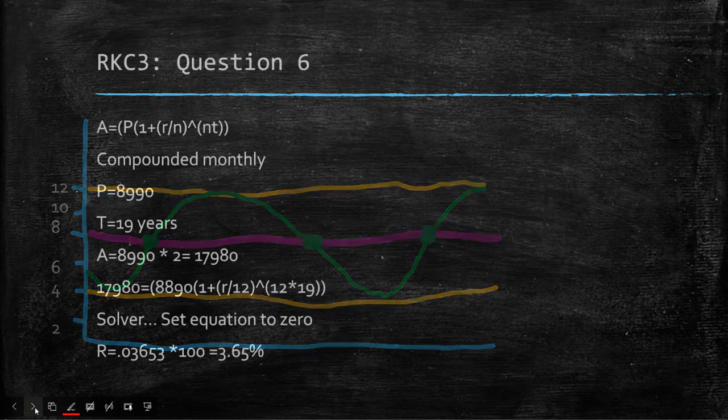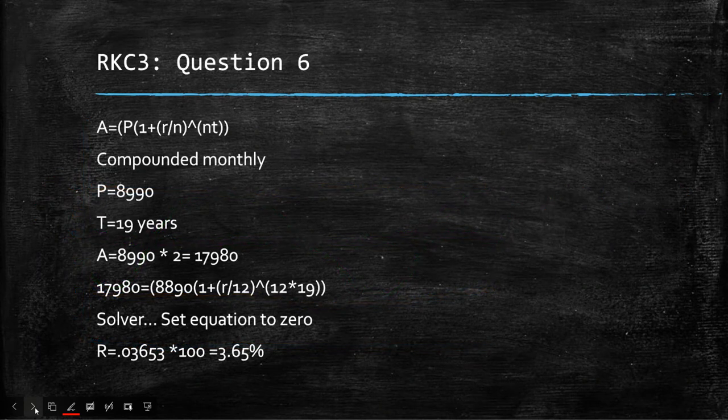For my next question, I did question 6 from Remote Knowledge Check 3, and the equation for this problem was actually the compounded equation, since it would compound monthly, which would have been 12 for n. This is our initial value right here. This is our rate, this is our compounded intervals, and this is time, which is in years in this question.